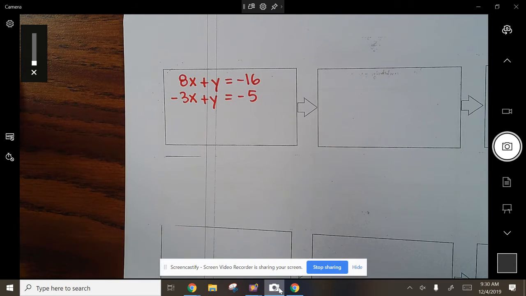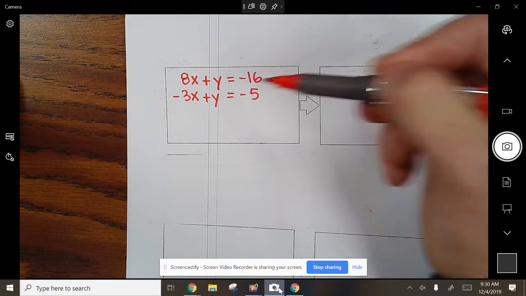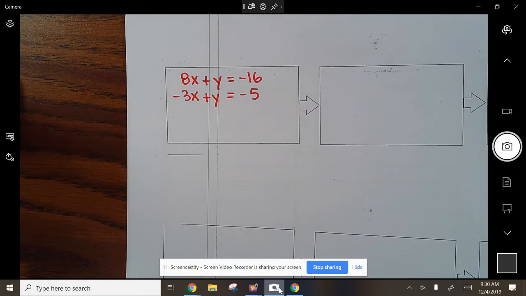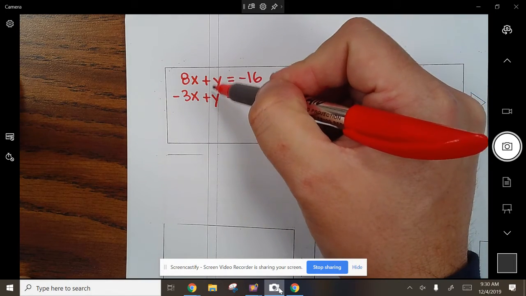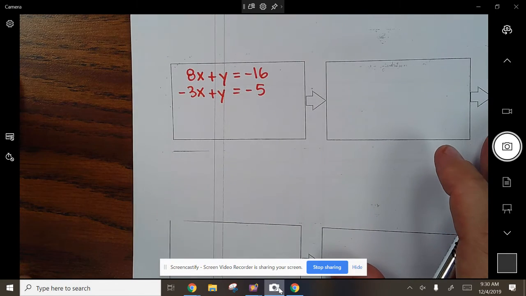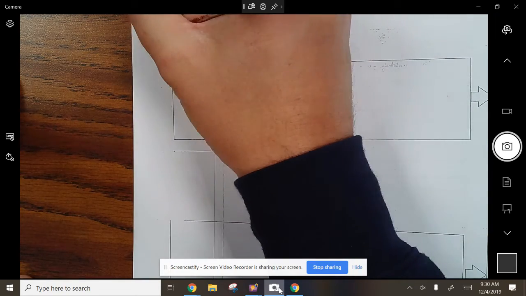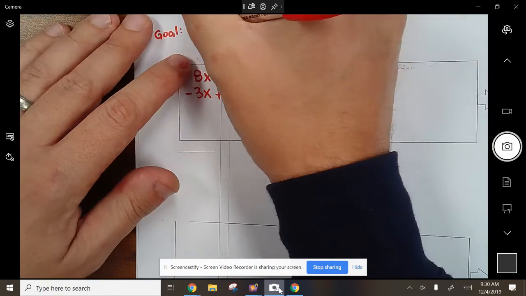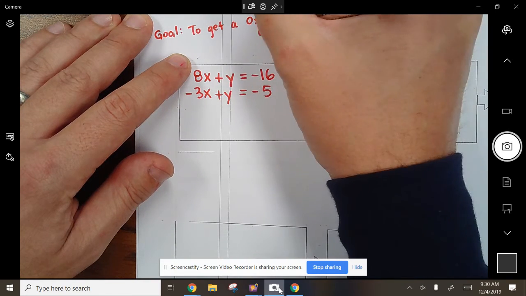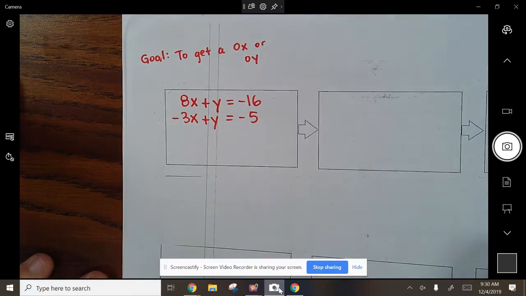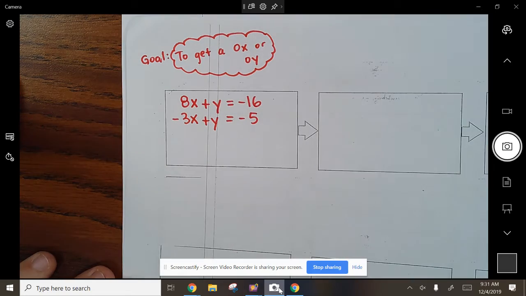Now, what's going to happen is you're going to have to look at your variables, your x's, your y's, and if you were to add down right now, it wouldn't work out. If I was to add down, I would get positive 5x and I would get positive 2y. And our whole goal is to eventually get either 0x or 0y. So why don't you write that up here? Goal: to get a 0x or 0y. And make sure you remember that. That's super important. This is your main goal, to get a 0x or a 0y.